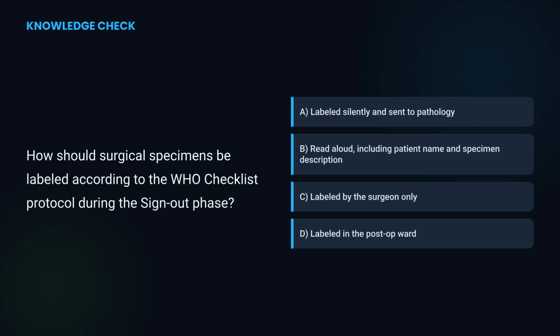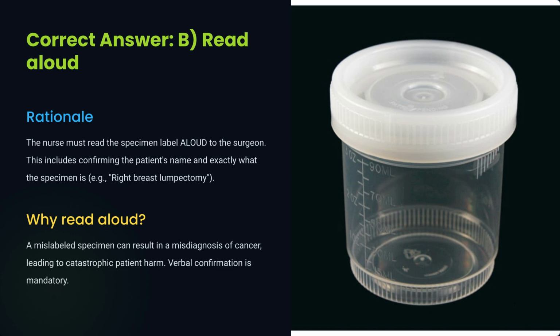How should surgical specimens be labeled according to the WHO checklist protocol during the sign-out phase? The correct answer is B, read aloud, including patient name and specimen description. Verbal confirmation by the nurse and surgeon prevents dangerous mislabeling errors.